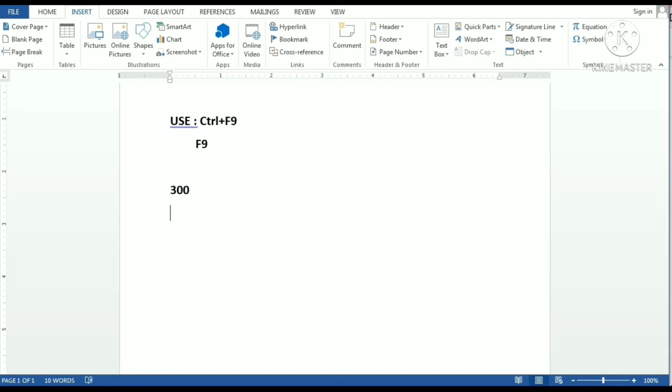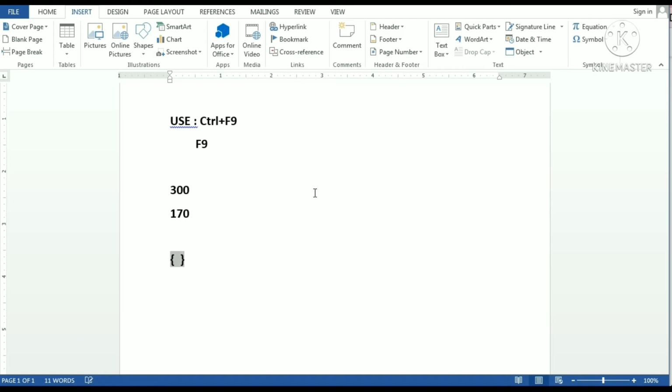In this way, we can do rest of the calculation also, subtraction, multiplication, all these things. Just now I am going to subtract some number, 200 minus 30 I have written. Then press F9. Now result will appear. That is 170.